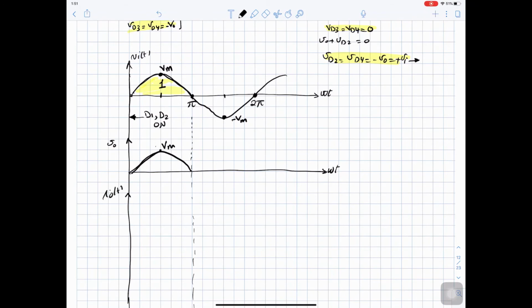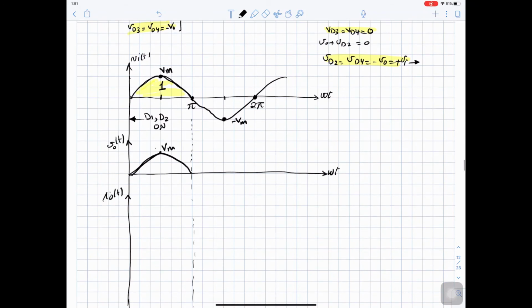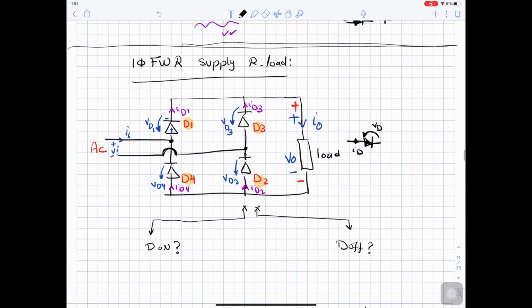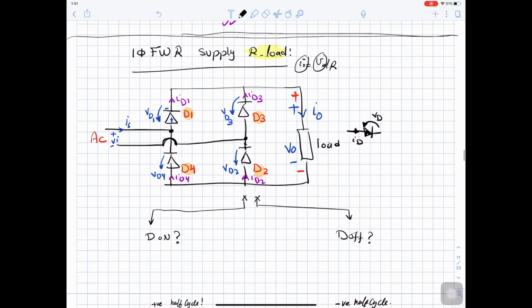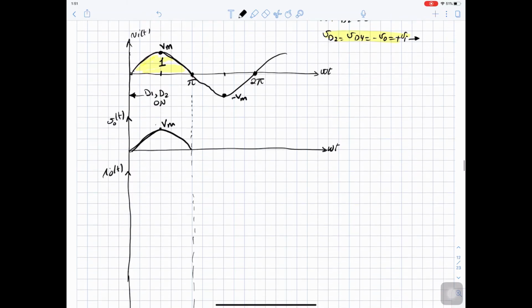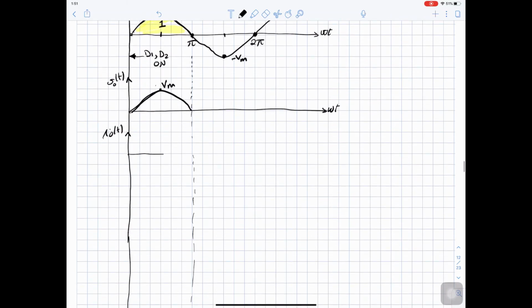And we can sketch I out of t. So we have a resistive load, and we mentioned this. Resistive load means that I out is V out over R. So the shape of I is the same as the shape of V, just scaled by R. So if we sketch I out here, it will be the same shape as V. So here it will be 0. And its maximum will be V maximum over R.